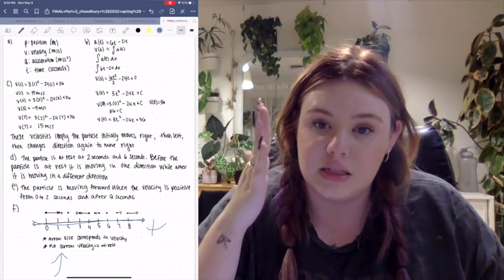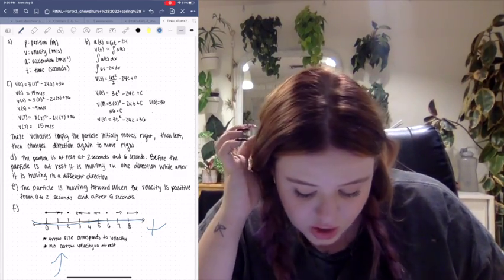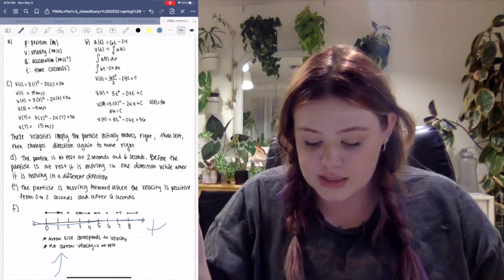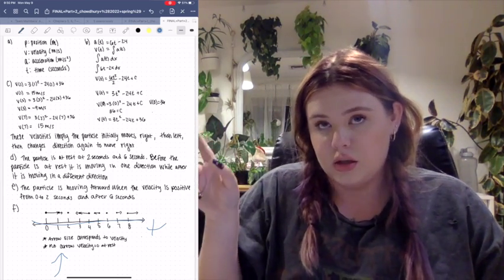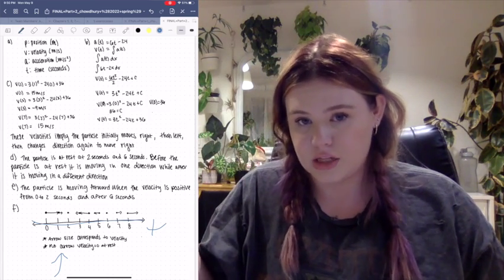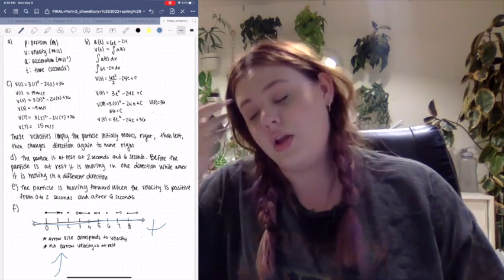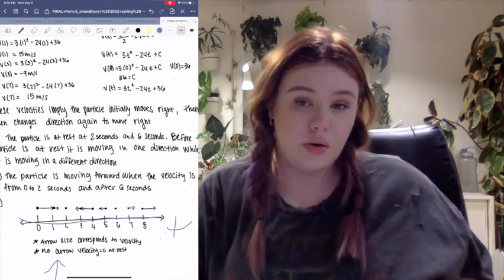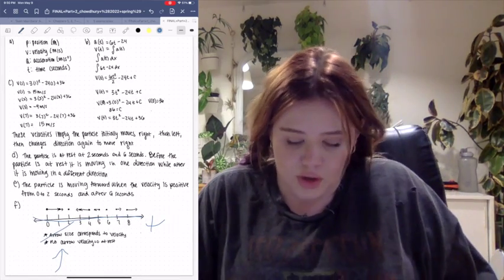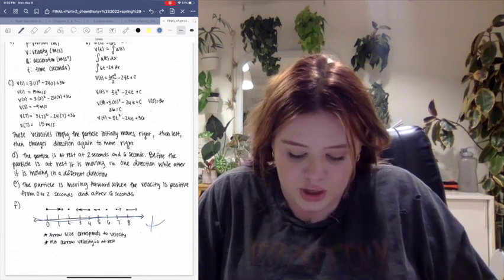Then at 6 seconds, it comes to a rest or a stop, and then it moves in a different direction at 7, moving forward again, slower, less velocity, moving forward with more velocity at 8. So, I don't know how to explain this. It's more of a visual representation, which you can see on the screen.